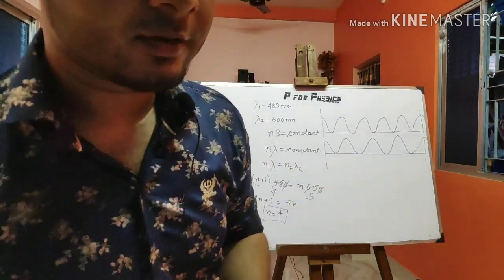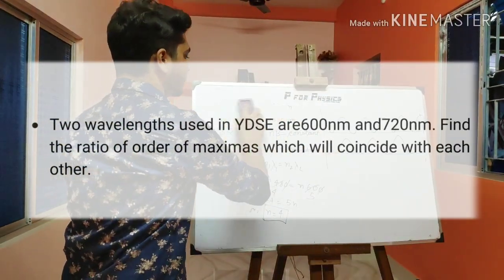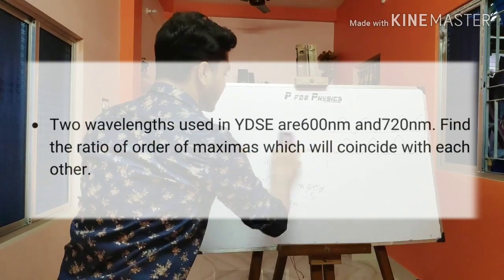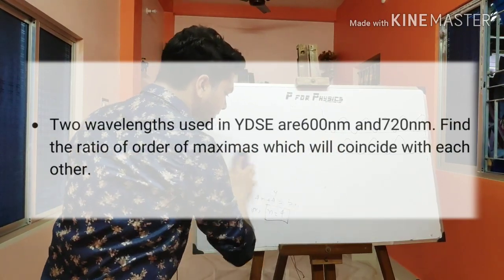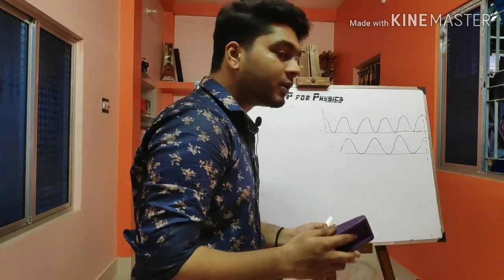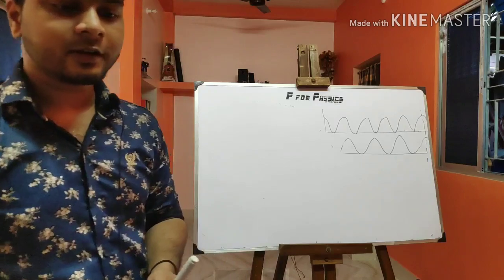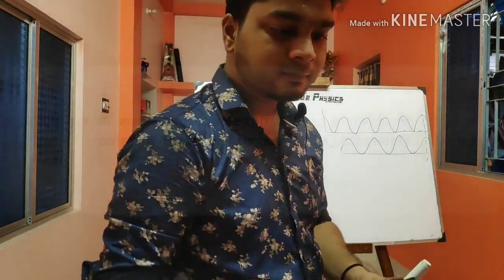Let's look at the next question which uses the same concept. It gives us two wavelengths. We have to find the ratio of maximas which coincide, and you know what, I'll let you do it because it's pretty much the same. So let's move on to the next one.